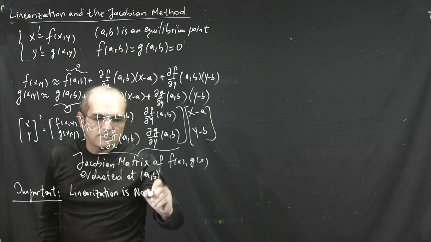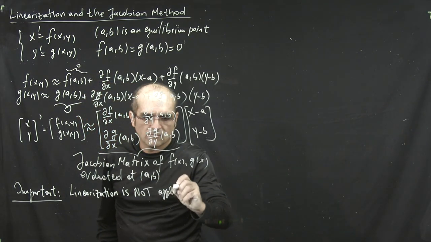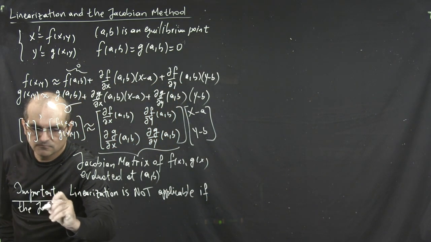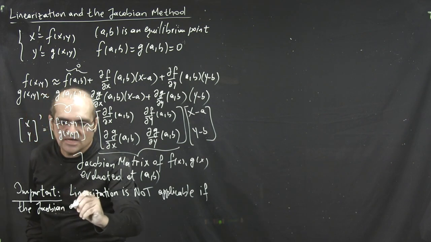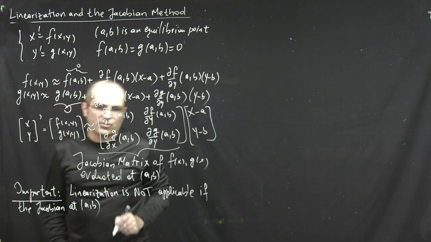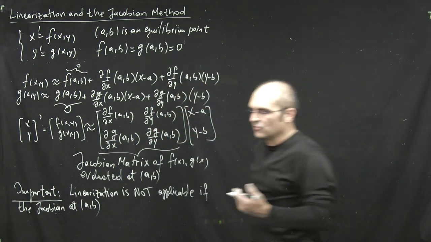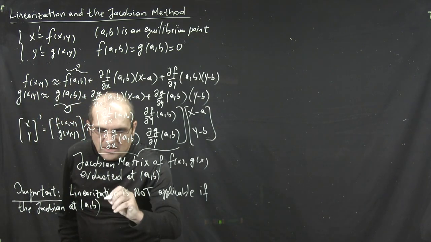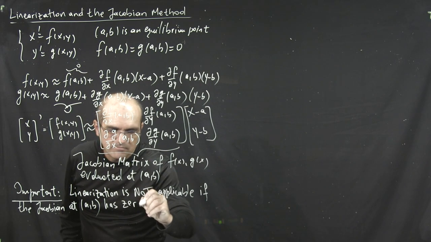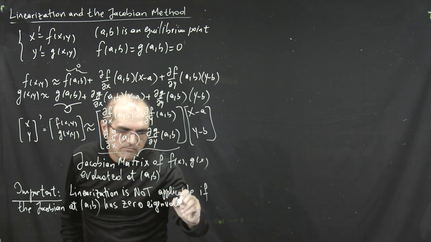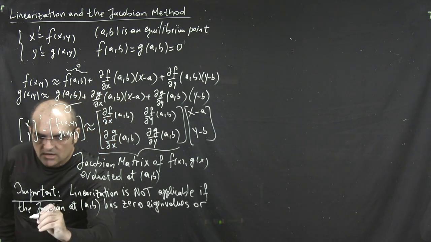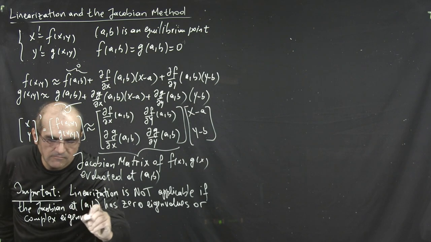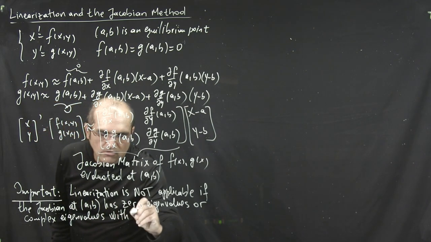is not applicable if the Jacobian at (a, b) - because by the way, that depends on the point itself, right? For another point you may not have this problem. So linearization is not applicable if the Jacobian at the point (a, b) has 0 eigenvalues or complex eigenvalues with 0 real part.